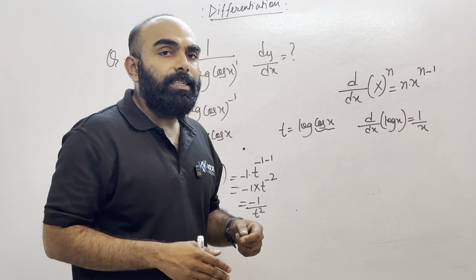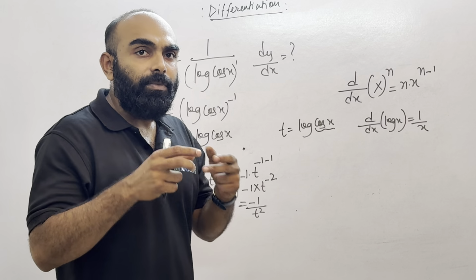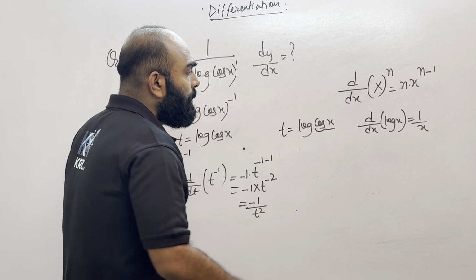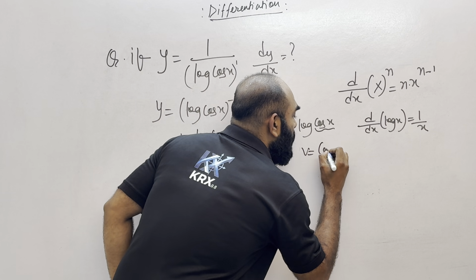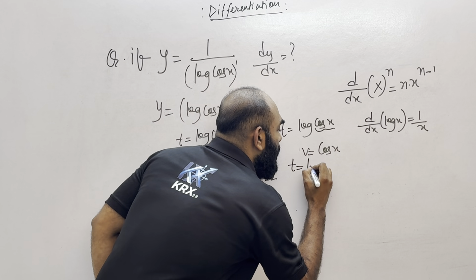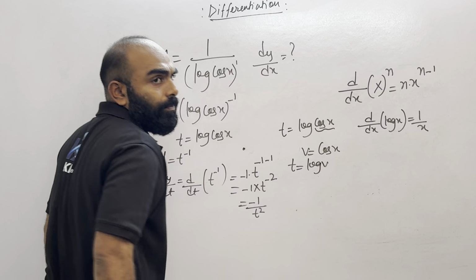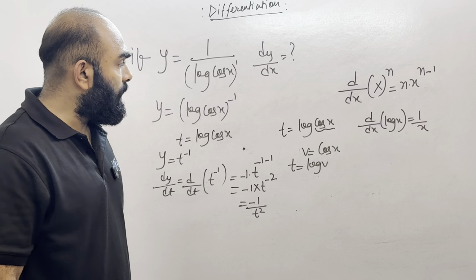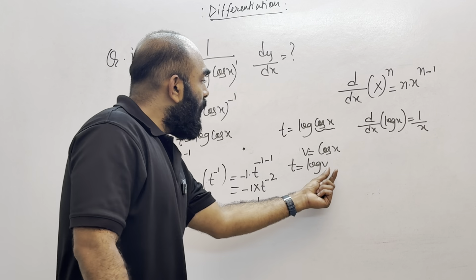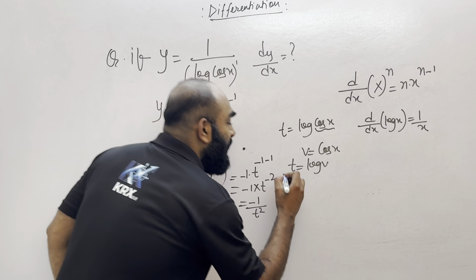So whatever the change is there, we have to consider that change as some variable. Like already I have taken t, so let's say this will be v. So v is equal to cos x. So this becomes t is equal to log v. Okay, sir. Log x differentiation with respect to dx is 1 by x. So log v I have to differentiate with respect to dv.